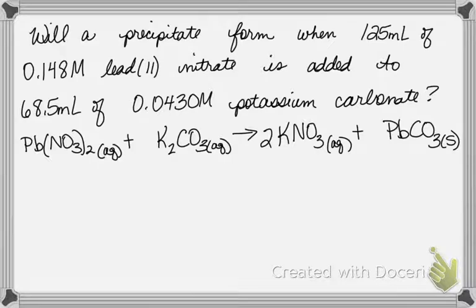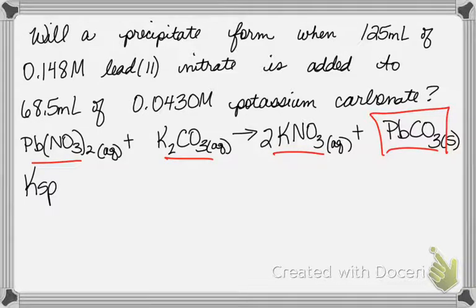Also, since we're looking for will a precipitate form and we know we're looking at KSPs, we can actually look at the KSP table. And when you look at the KSP table, the only one of these that you find on the KSP table is the lead-2 carbonate. So we would look up the KSP for lead-2 carbonate, and it is 3.3 times 10 to the minus 14.